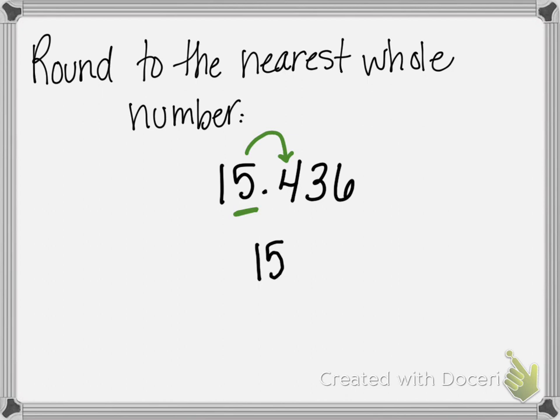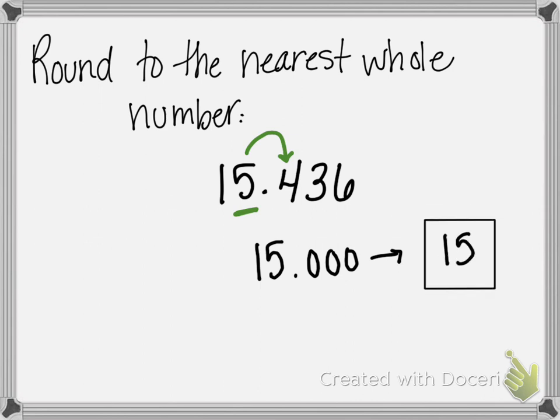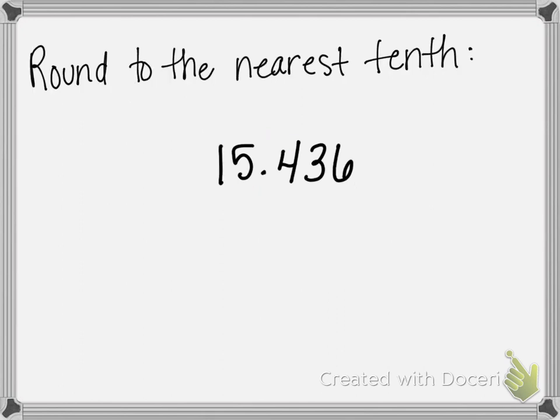So then we said everything to the right becomes a 0. So technically it'd be 15.000. Do we need to write all the zeros? No. You can, but technically 15.000 is just 15. Okay? All right, let's do another one.